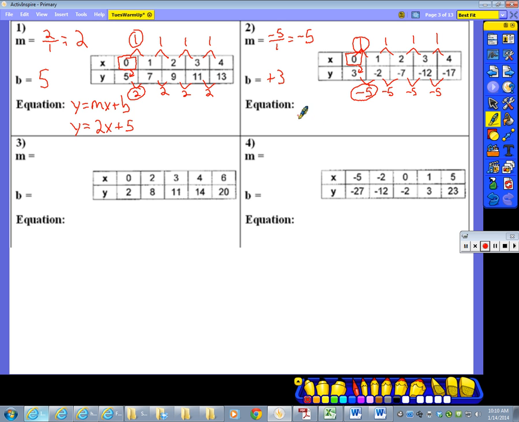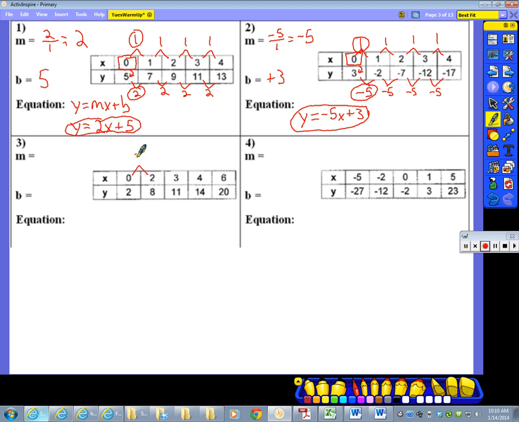Using slope-intercept form, y equals mx plus b, where m is negative 5 and b is positive 3. So there's my equation for number 2. I'll circle this one too. All right. Number 3, we're going to do the same thing, trying to find my slope.